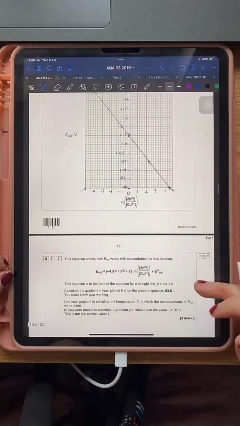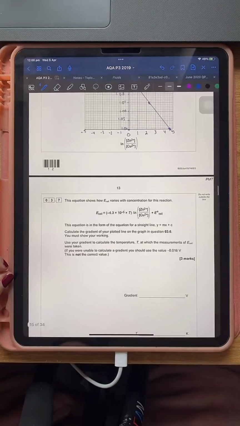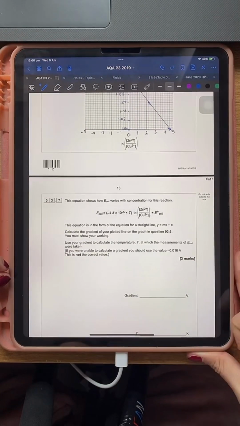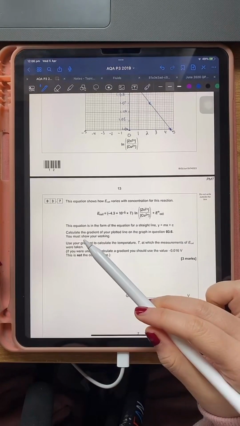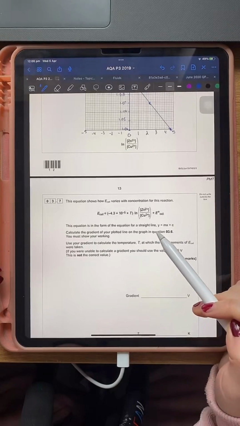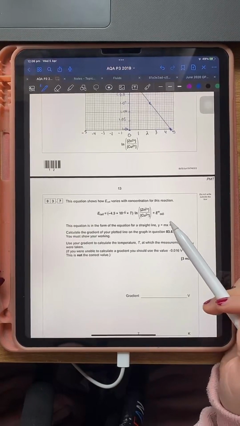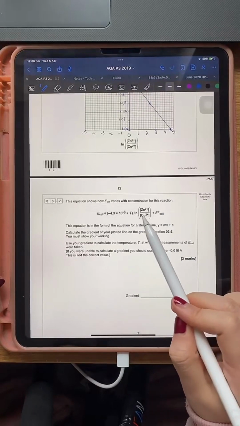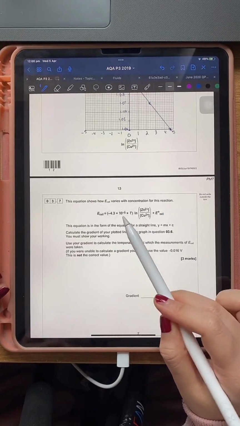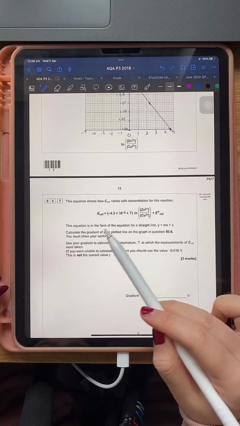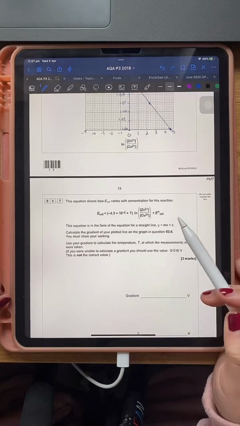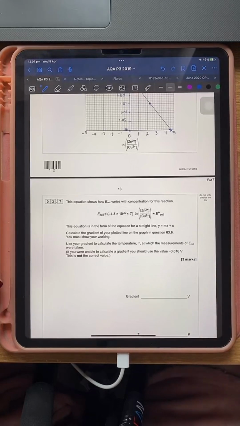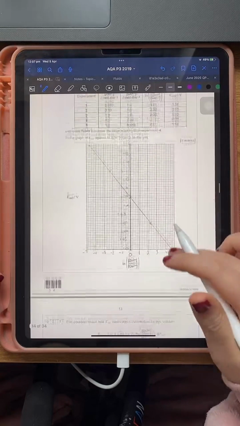So now that we have the graph, we can then answer the next one. This equation shows the E cell varies with concentration for this reaction. You've got the E cell equation here. This equation is in the form of the equation for a straight line, y = mx + c. That's the c, that's the y. No, this is x. This is the y, this is x, that's the gradient. So calculate the gradient first, and then you can use the gradient to find t, basically. So, first things first, we're going to find the gradient.